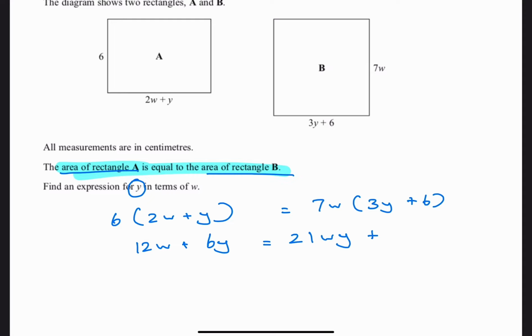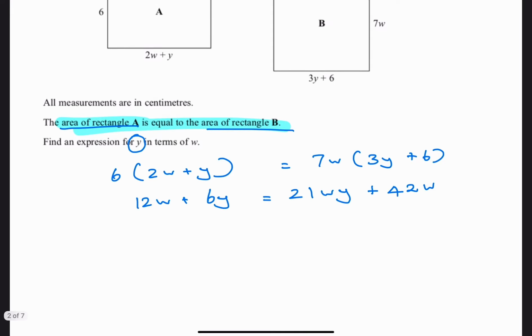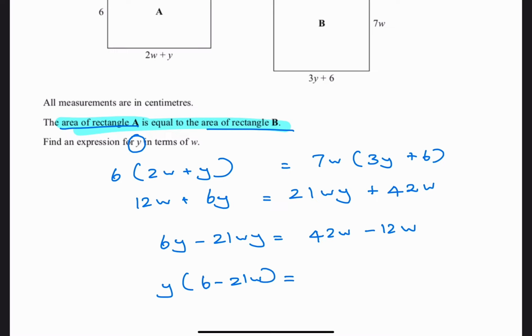plus 7 times 6 is 42w. I need to make y the subject, so I will bring every single y to the left hand side. So the 6y can stay here. The 21wy is positive, comes to the other side as a negative 21wy. The 42w can stay there. The 12w goes to the other side, becomes minus 12w. I can take y common here. That makes it 6 take away 21w equals 42w take away 12w.